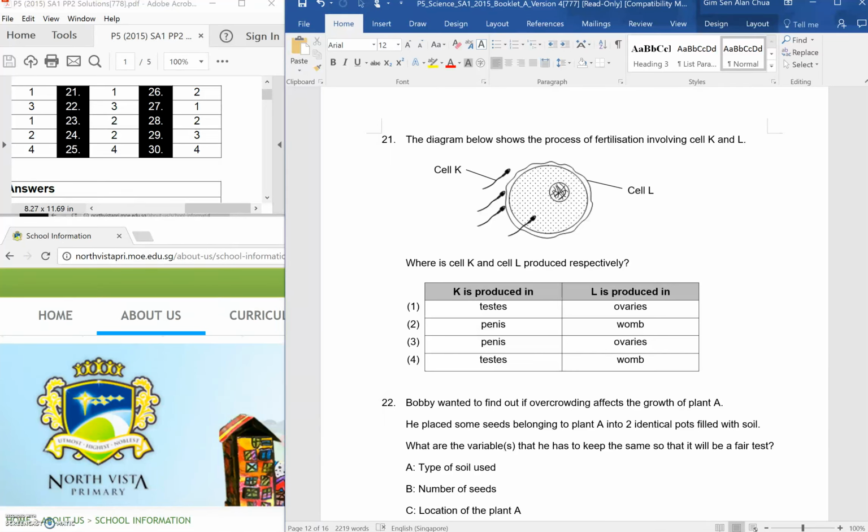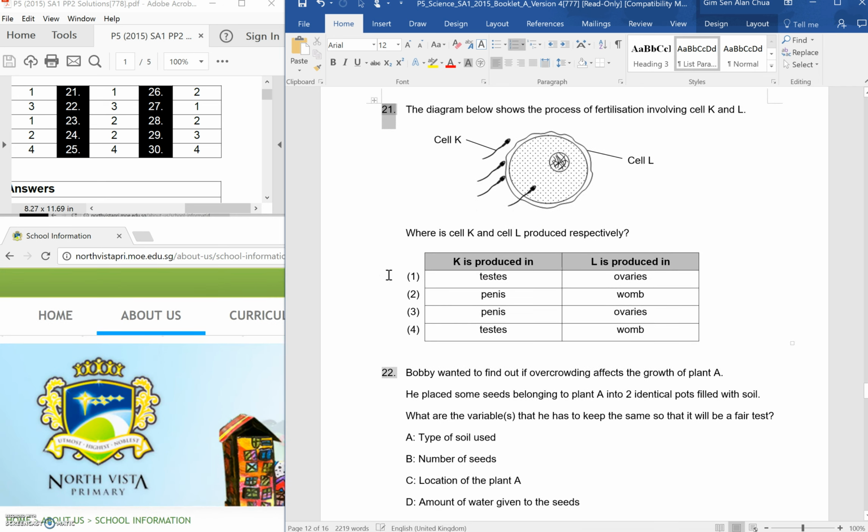Okay, we have come to the last section or segment of SA1 Practice Paper 2, Explanation and Solutions. Right, let's continue to stay focused.